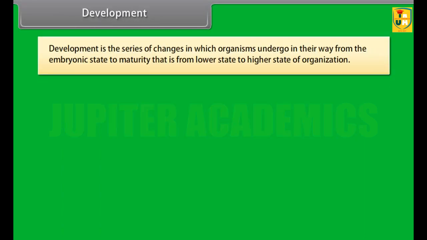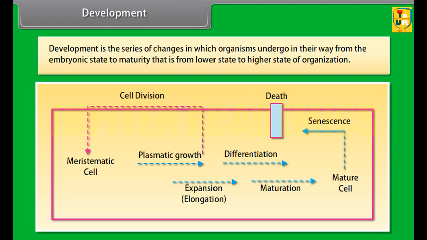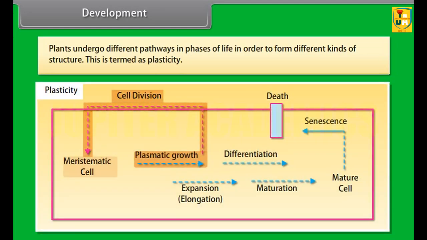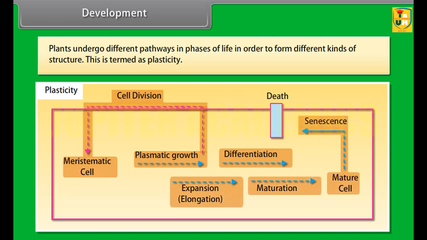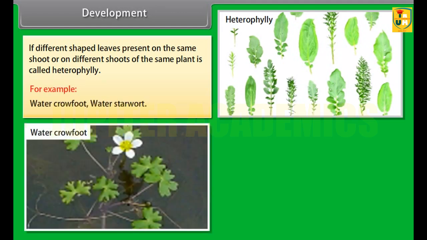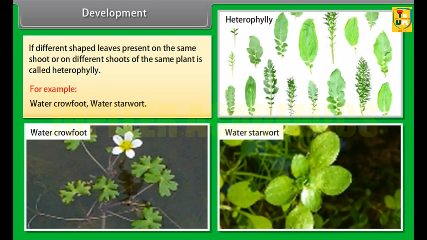Development. Development is the series of changes which organisms undergo on their way from the embryonic state to maturity, that is, from a lower state to a higher state of organization. Plants undergo different pathways and phases of life in order to form different kinds of structures. This is termed plasticity. If different shaped leaves are present on the same shoot or on different shoots of the same plant, it is called heterophylly. For example, water crowfoot, water starwort.